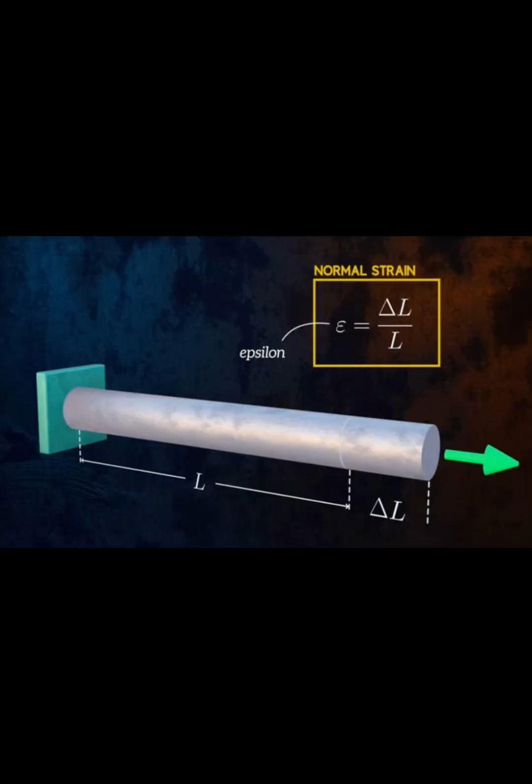A common type of strain is normal strain, which is epsilon. It is defined as the change in length divided by the original length. This means that a material is elongated under tension or shortened under compression. We can quantify strain using this simple ratio.